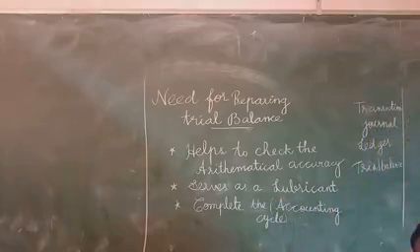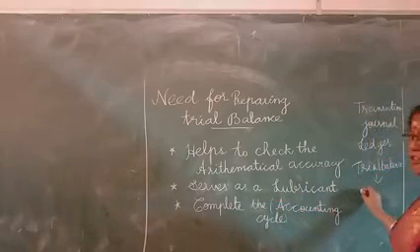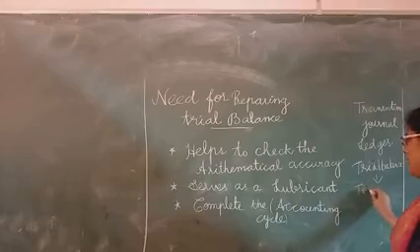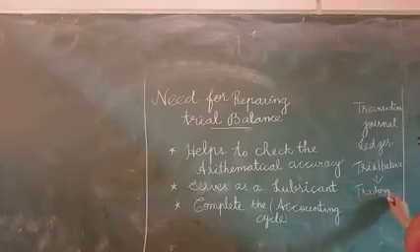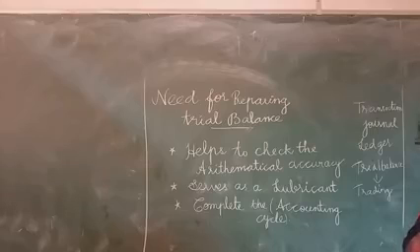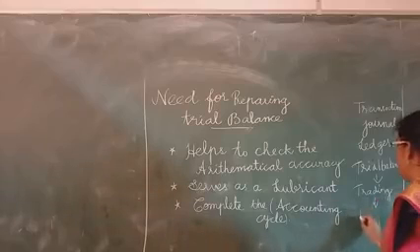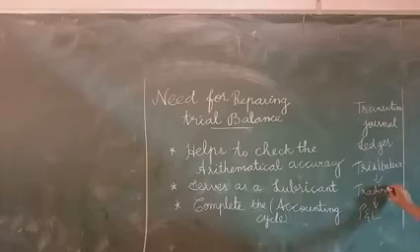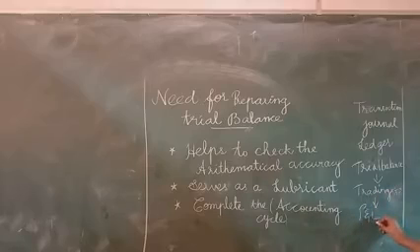What is meant by accounting cycle? After the trial balance, what are we going to prepare? We are going to prepare the trading account. Whether it is a trading concern, we prepare the trading account, or if it is a manufacturing concern, we prepare the manufacturing account, and then we prepare the profit and loss account. By preparing the trading account, we will know the gross profit. While preparing the profit and loss account, we will find out the net profit, the total profit after the expenses.